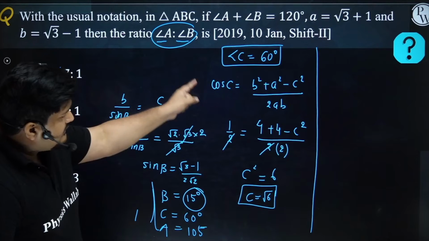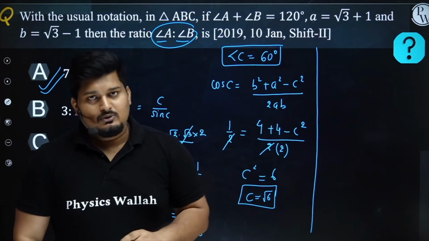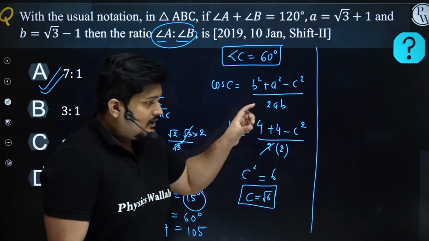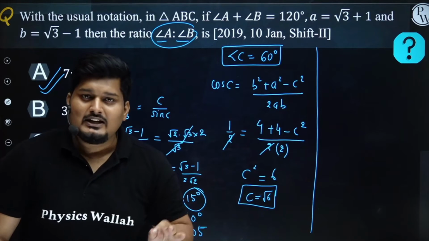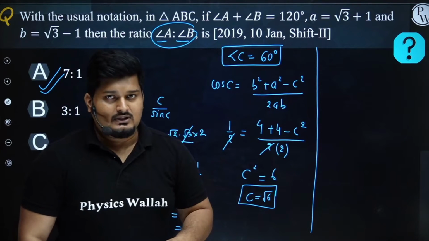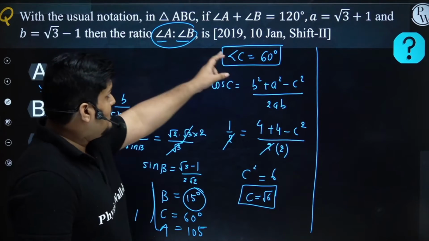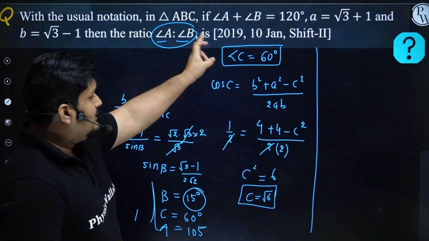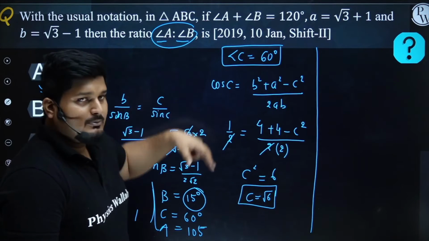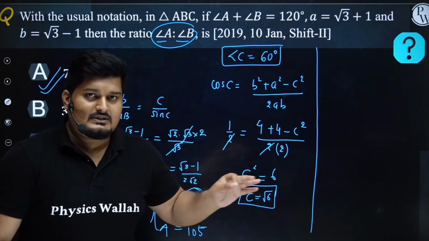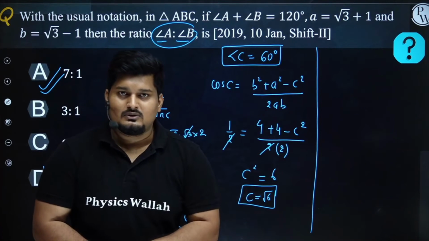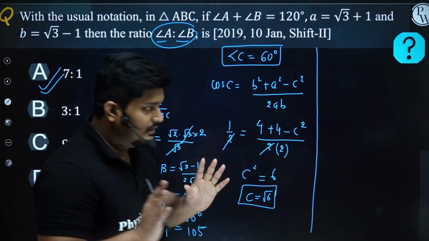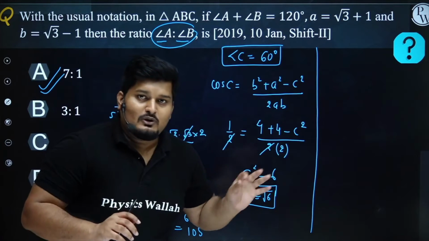We can solve the same problem using Napier's formula also. This is like homework for you. Try this question with the help of Napier's result. You can use Napier's formula as we have a and b, so you can write tan of (A minus B) by 2 is equal to (a minus b) upon (a plus b) times cot of C by 2. You will get the same result from Napier's formula also. Try it on your own, guys. But I think this will be more efficient.